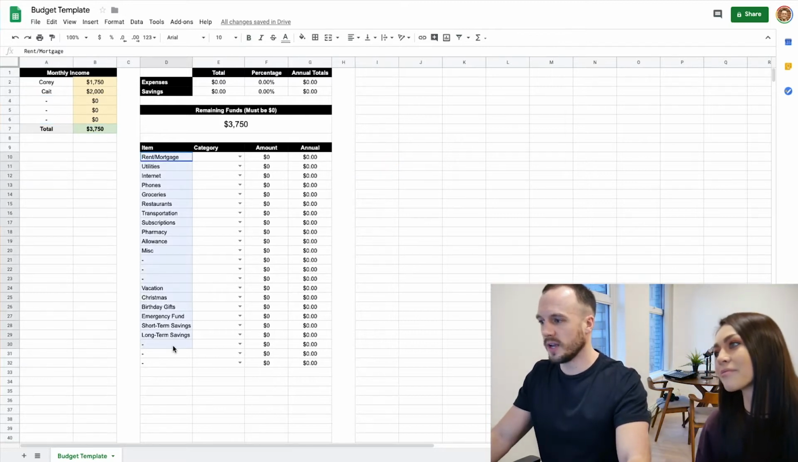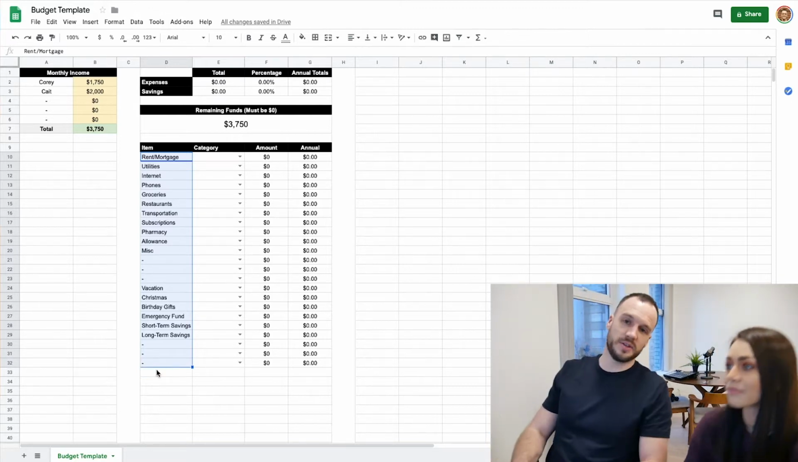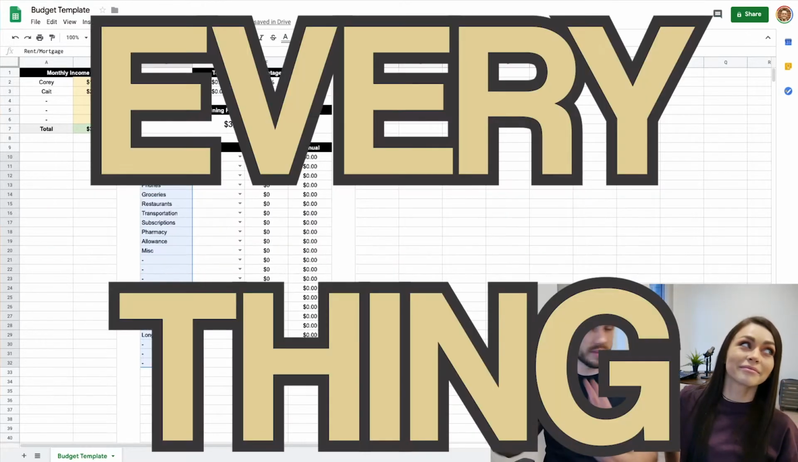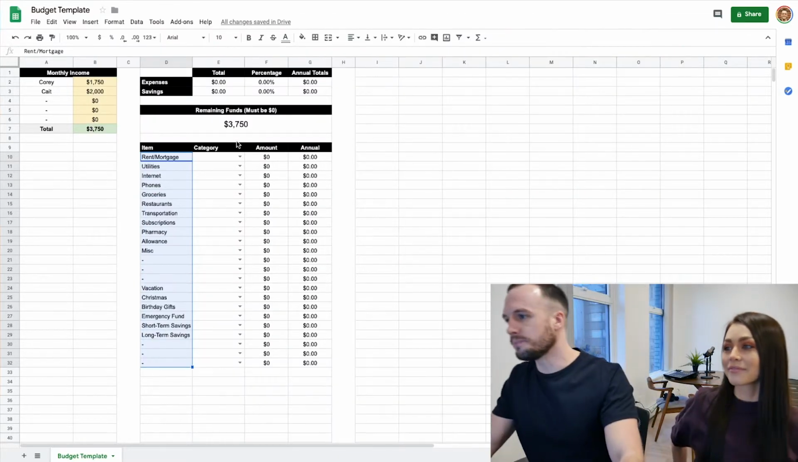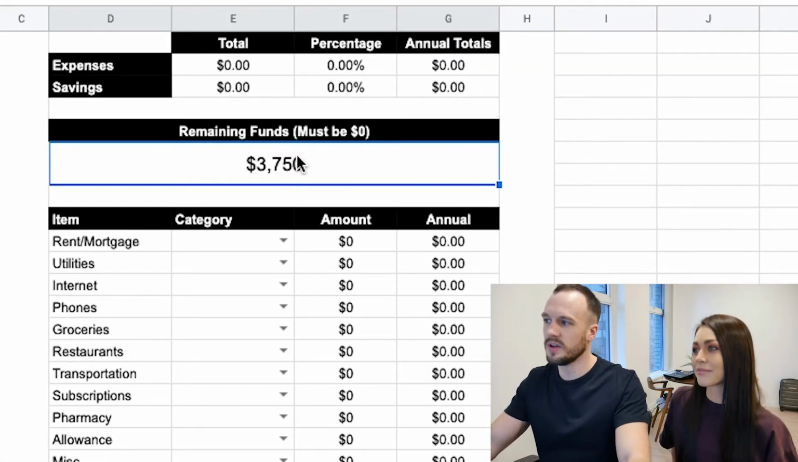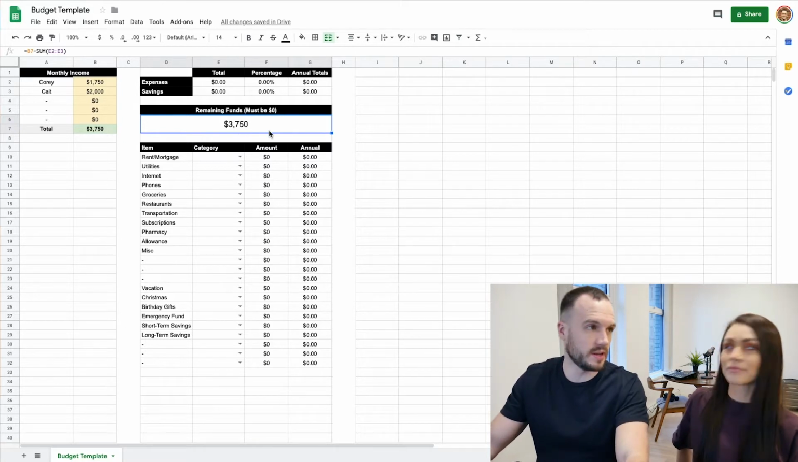You are going to write down all the things that you spend your money on. This includes expenses, savings, investments, everything goes in here. So the first thing you're going to see here, it says remaining funds, it must be 0. So we have $3,750 that we have to spend every single month.